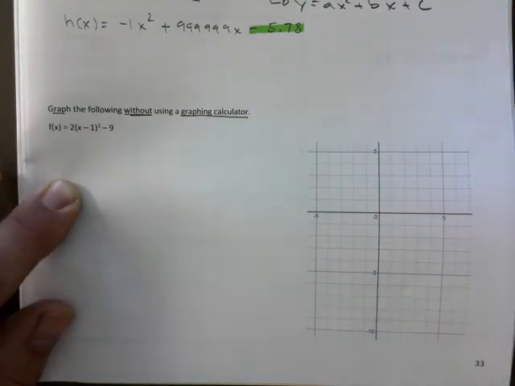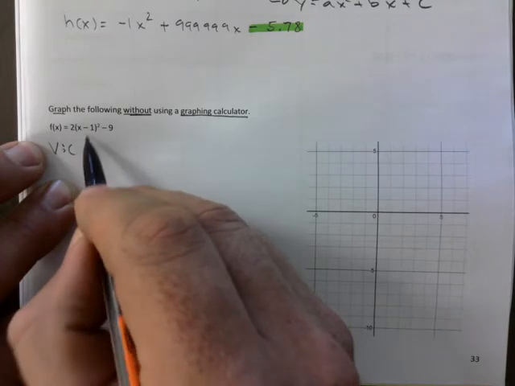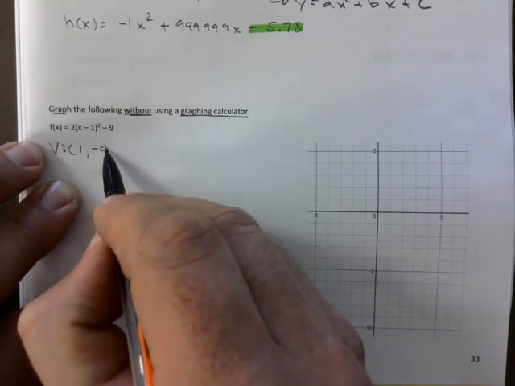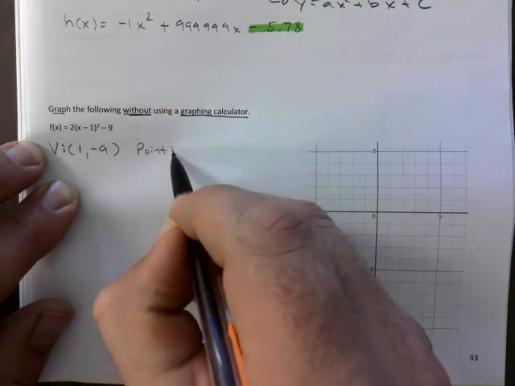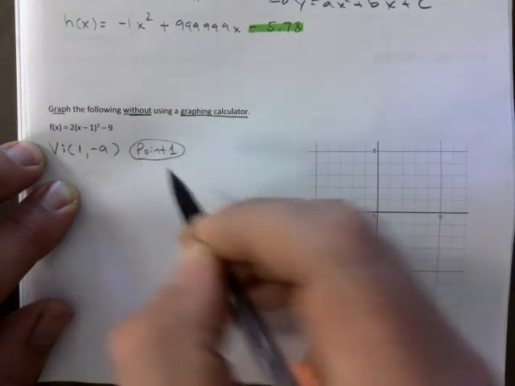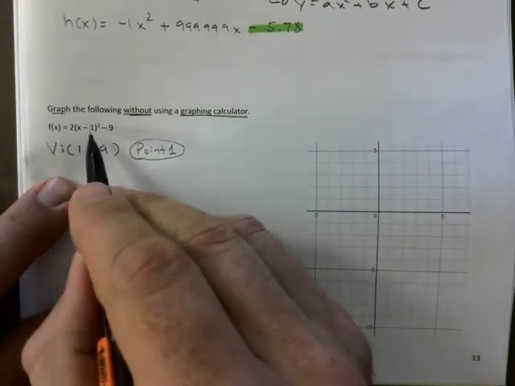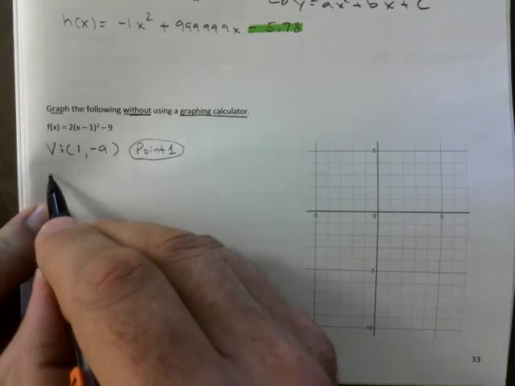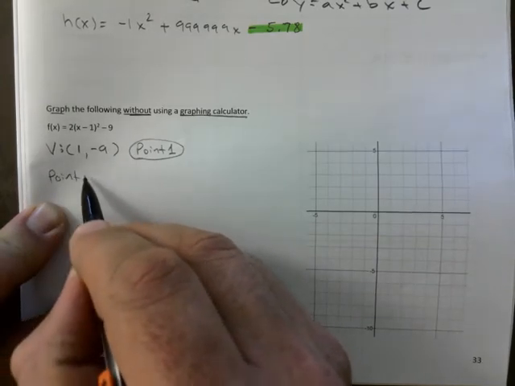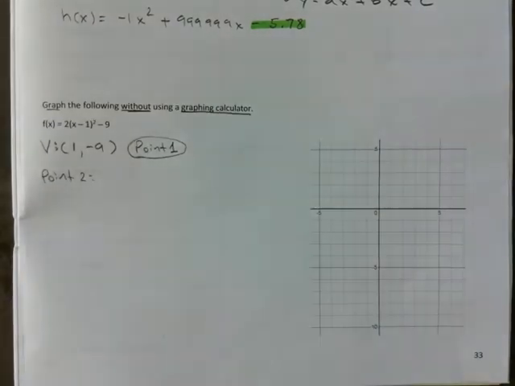How would you do that? Okay. Well, the first thing you should be able to draw from this is that your vertex is 1, -9. That's point number 1. You got a point right off the bat just by looking at it. You recognize that it's in vertex form, and there you go. Point 2. What should I pick as point 2? How would I find point 2?